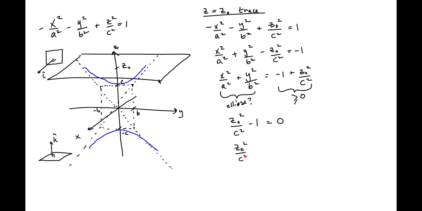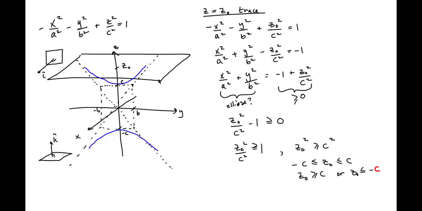We have z naught squared over c squared minus 1, and actually this should be greater than or equal to 0, which means then that z naught squared is greater than or equal to c squared. If we take the square root of both sides, we end up with the inequality: minus c is less than or equal to z naught, which is less than or equal to c. Put another way, z naught has to be a value greater than or equal to c, or a value less than or equal to minus c.